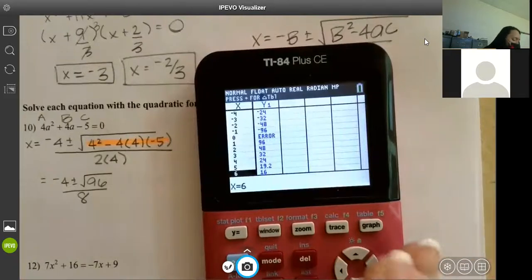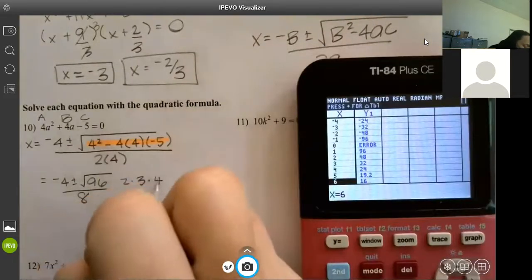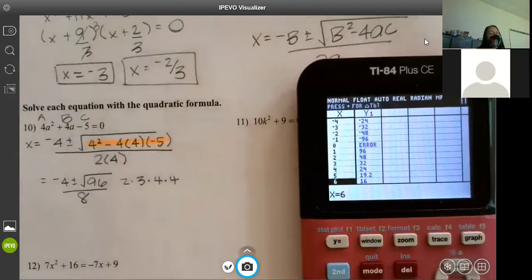6 and 16 is easy to break down. So 6 is 2 and 3. 16 is 4 and 4, and the reason I picked that one is because it's already got pairs. Okay, so if you already have pairs, use them.